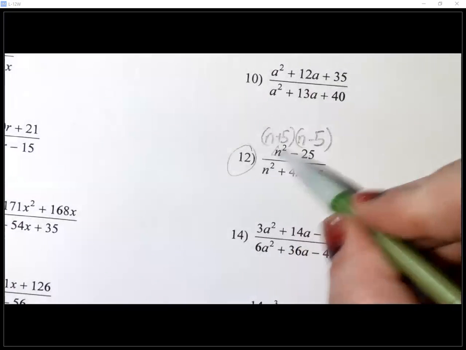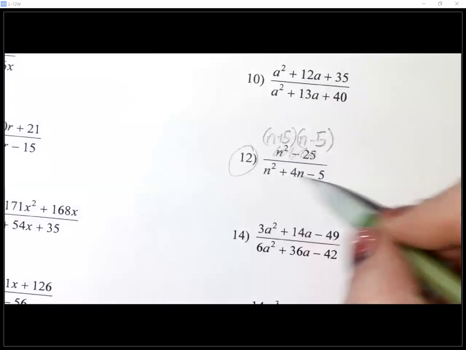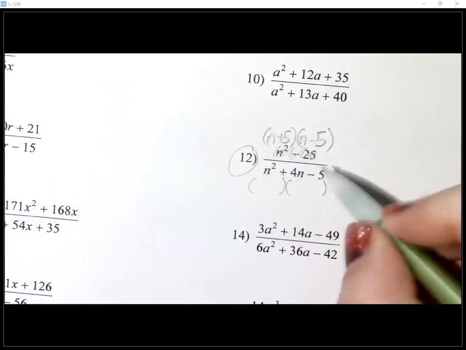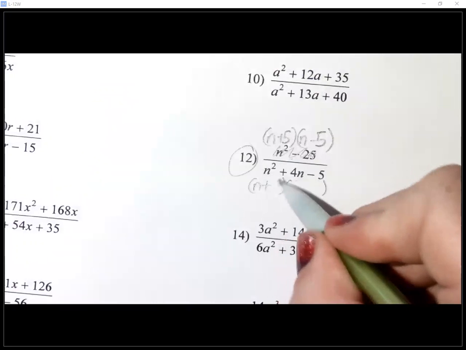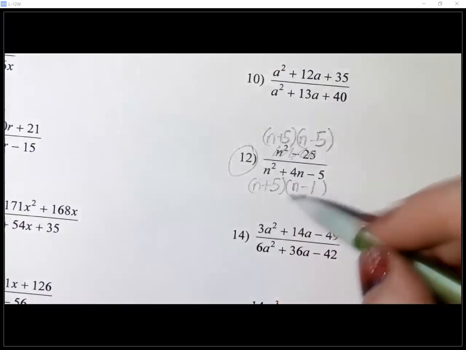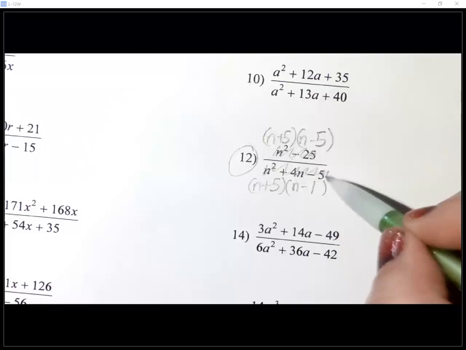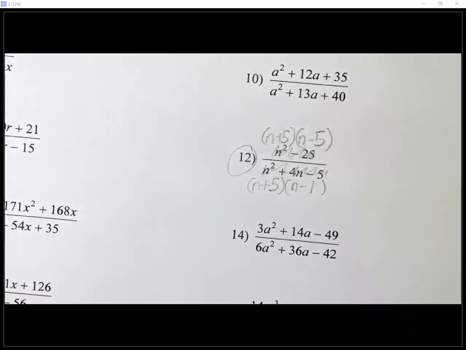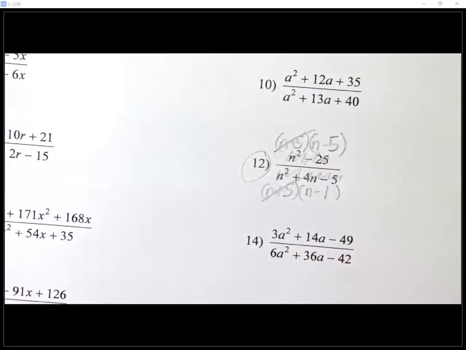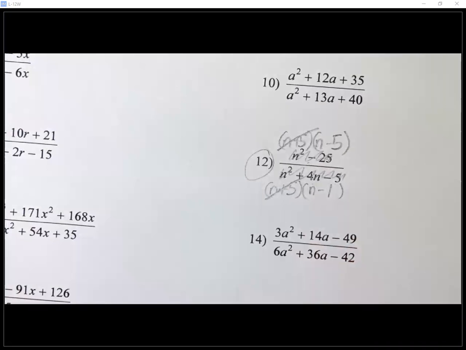Then downstairs, I'm like, oh, okay, I need factors of -5 that add to a positive 4. Wouldn't that be an n plus 5 and an n minus 1? Right? Do you agree? And now I look and I see, do I have anything that can cancel? Oh, yes, n plus 5s. Anything else? Nope, that's it.